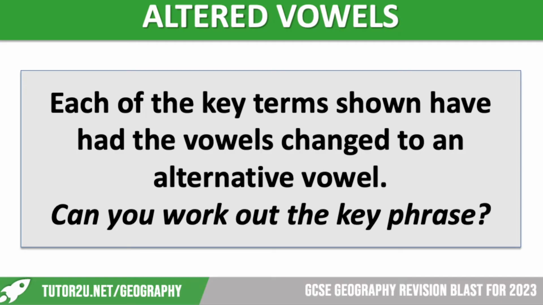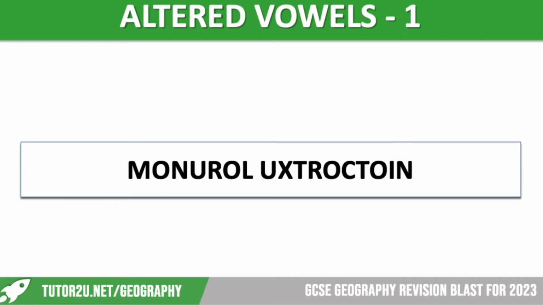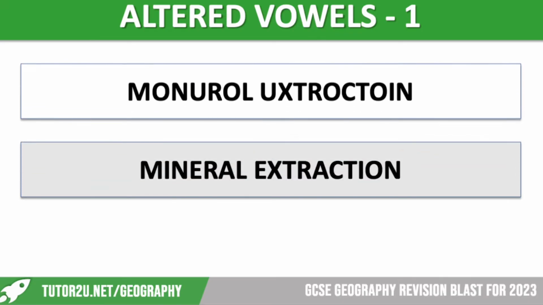Right, we're going to move on to altered vowels. So each of the key terms that you will see have had the vowels changed to an alternative. So they look a bit like an anagram, but they're not. Can you work out the key phrase for each one? So our first one is up on the screen now. What do we think this one might be? I'll give you a hint here. They are all economic activities. Have you worked it out? Let's reveal the answer. It is mineral extraction.